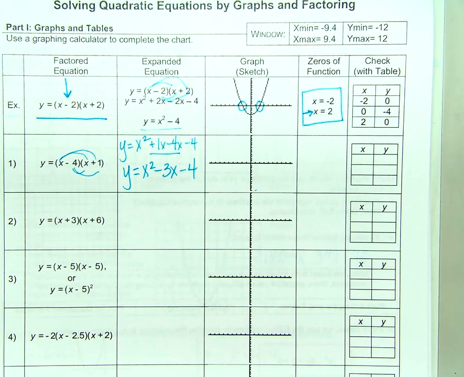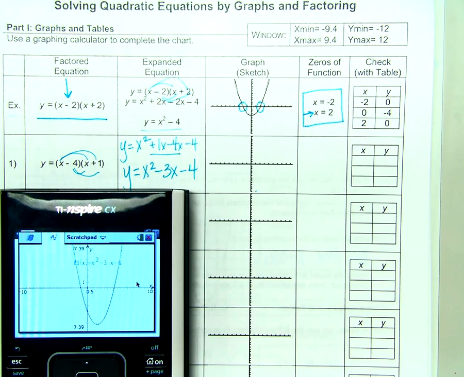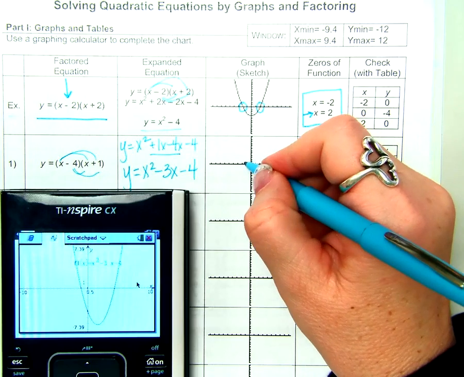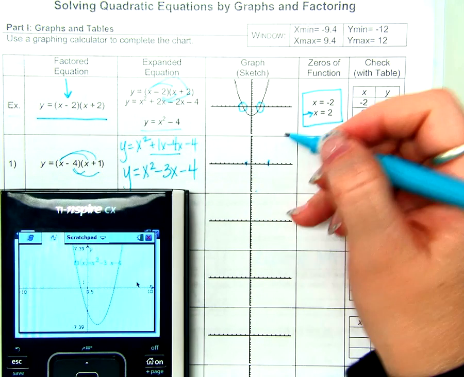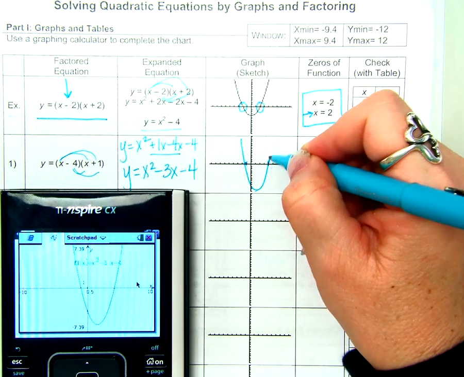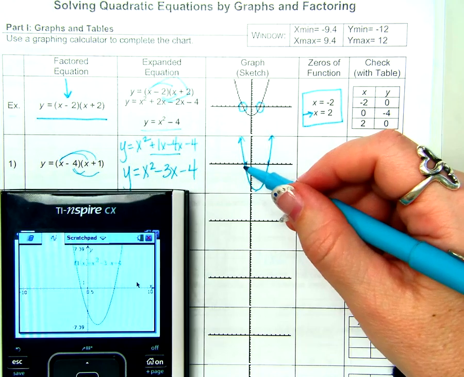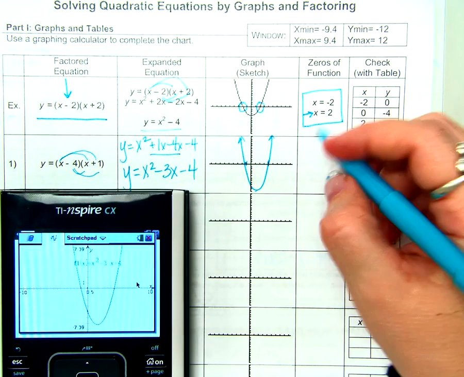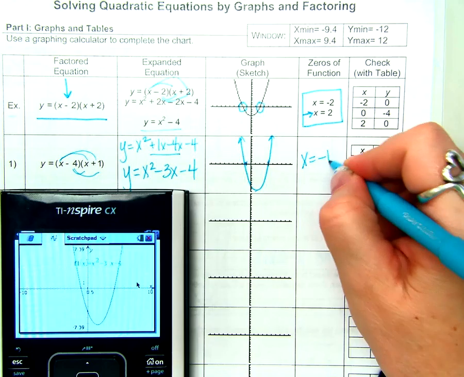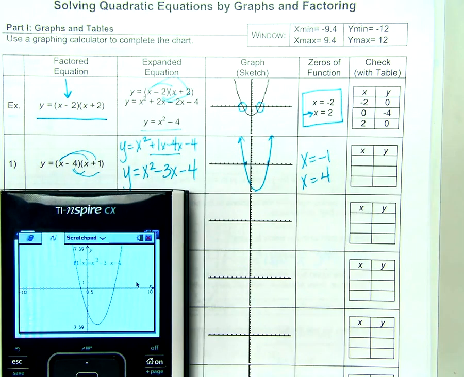So in my calculator, if I put in y equals x squared minus 3x minus 4, I get something that looks like that. Where is it crossing the x-axis? -1, positive 4. You got that? Good. If it crosses the x-axis at -1 and positive 4, what are the zeros? X equals -1, x equals positive 4.